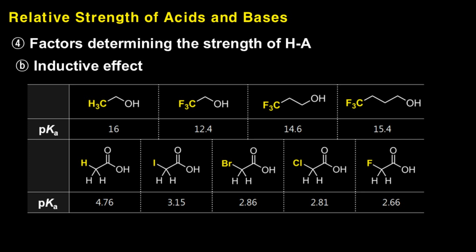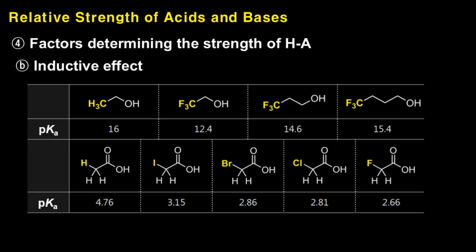For example, let's say there's an electronegative atom, like fluorine or chlorine, near the acidic proton. These atoms pull electron density away, which helps stabilize the conjugate base. And the result? Increased acidity. But here's something important. This effect weakens as the distance increases. The farther that electronegative atom is from the acidic site, the less impact it has.